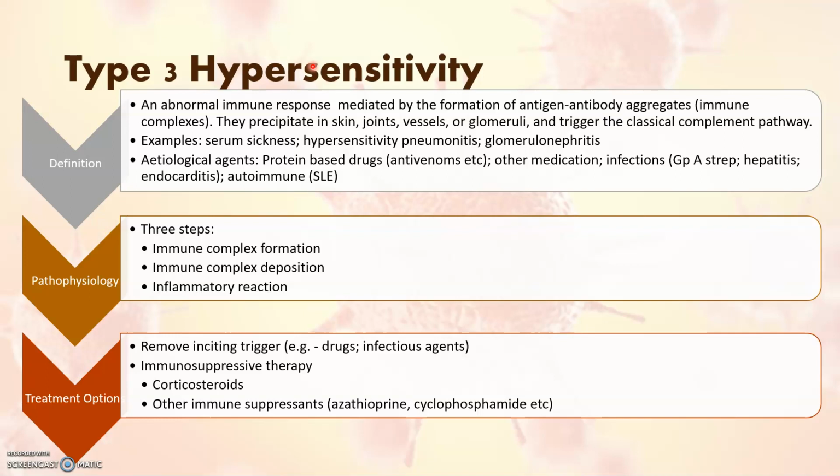So how do we treat? Well, of course, the first thing is to remove the inciting agent, whether this be a drug, a toxin, or an infectious agent. And then we can supplement this with the use of immunosuppressive therapy, such as corticosteroids or other immune suppressants sometimes. For example, azathioprine or cyclophosphamide or methotrexate in some cases.